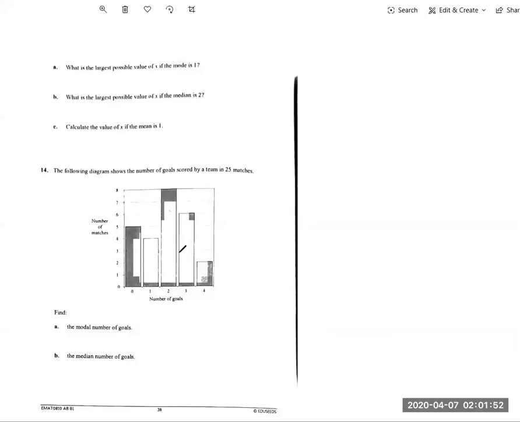Now, you're supposed to find the total number of goals and the median number of goals. This one can actually be converted into a table. From there we can use the table to find whatever is needed. Let me draw out the table.